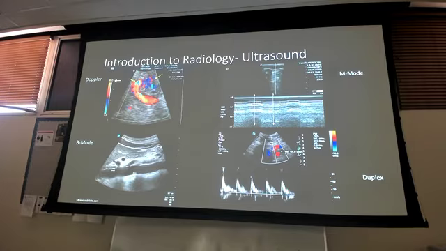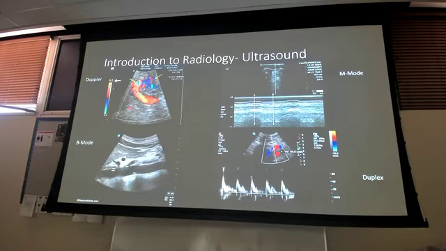Here's what some of these look like. So look at the Doppler in the upper left-hand corner. Get this out of your head now. Red does not mean artery, blue does not mean veins. All of our anatomy textbooks make the arteries red as oxygenated blood and make the veins blue just to make it match up, right?